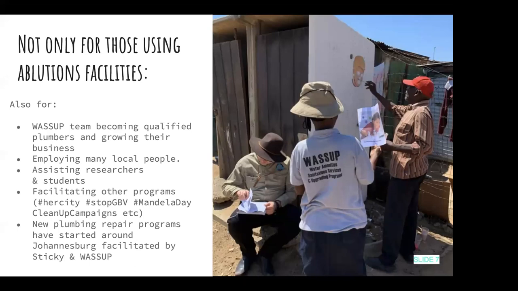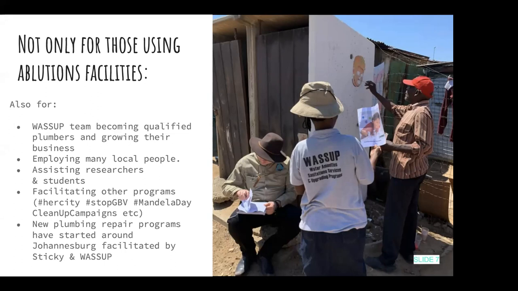It's improving the lives of not only those using the ablution facilities, but also the WhatsApp team have become qualified plumbers and are growing their business. They're employing many local people in their many fun but crazy projects, like painting images on the side of toilets. They assist researchers and students; there is a constant stream of researchers and students coming through this area, contacting WhatsApp, and now they charge a standard fee for people to come through and do their research. They facilitate other programs such as UN Habitat's Her City, Stopping Gender-Based Violence, Mandela Day, cleanup campaigns, etc. So they've become quite an active team. And they have assisted us with starting new plumbing repair programs around Johannesburg, facilitated by Sticky and WhatsApp.